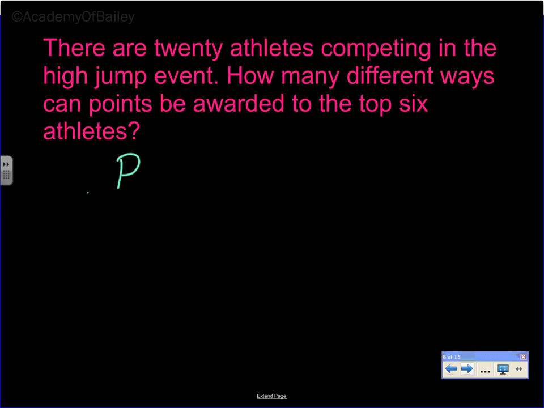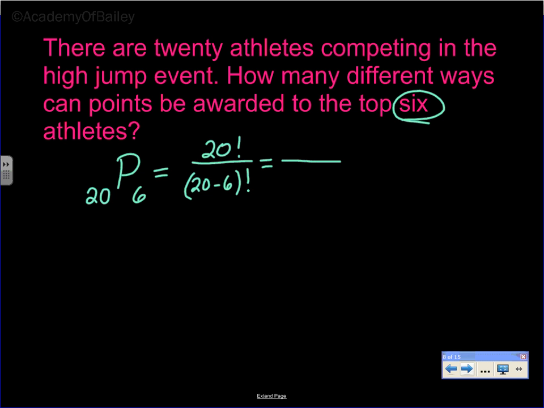The total number of athletes competing is N, which is right there at 20. And how many are going to be scoring points? 6. And so we have a permutation. Now we're going to set this up and solve it out. On top you have N factorial, so that's 20 factorial. On bottom you're going to have 20 minus 6, that's N minus R there on bottom. And so what is the number that we have on bottom? 20 minus 6 is going to be 14 factorial.